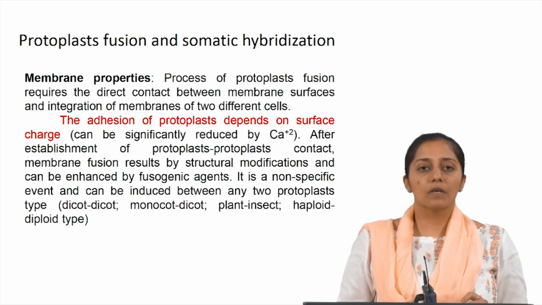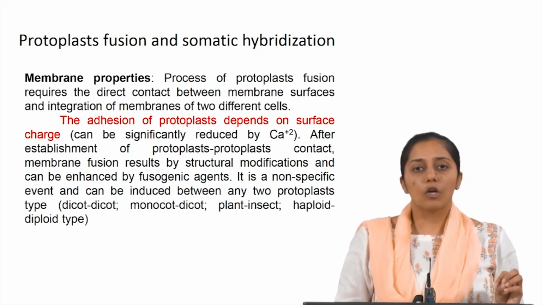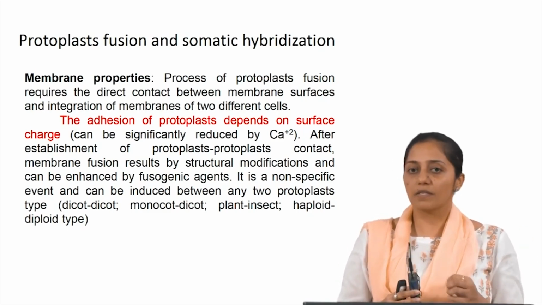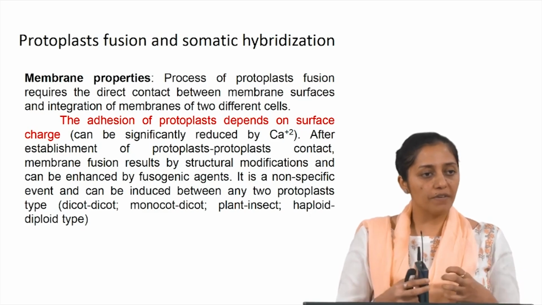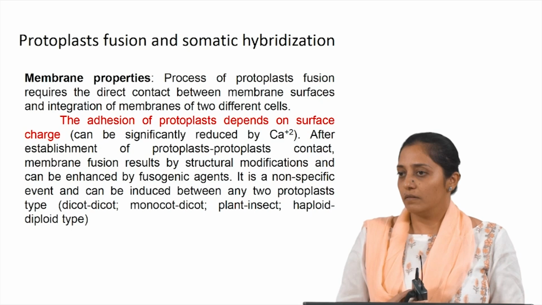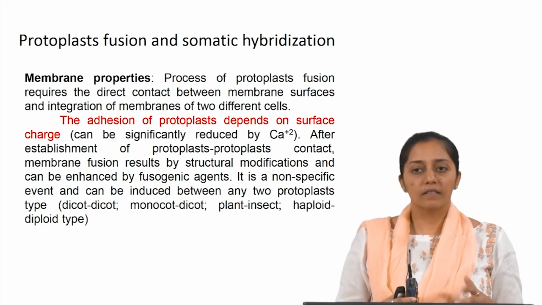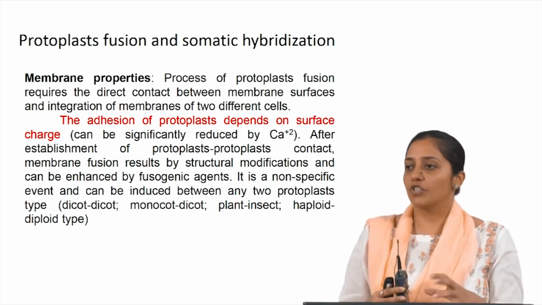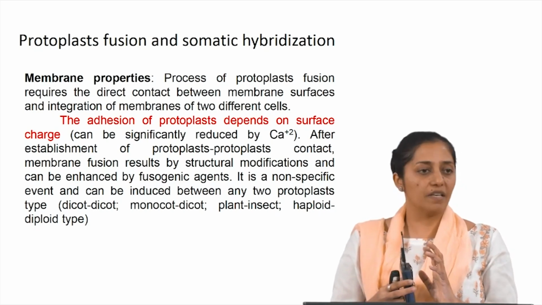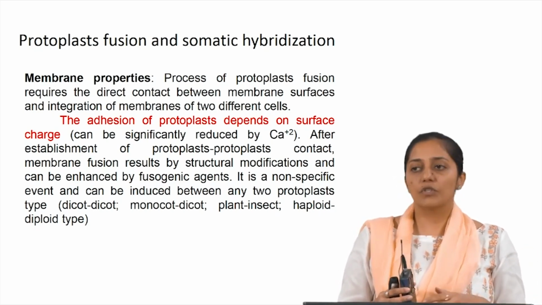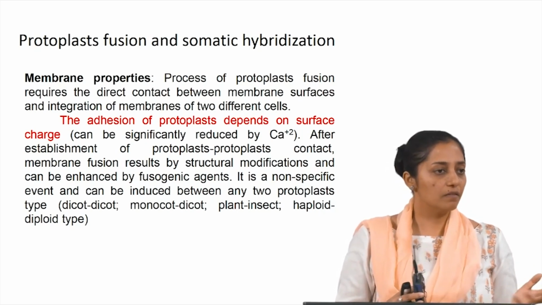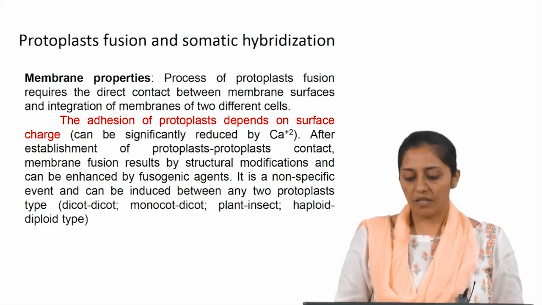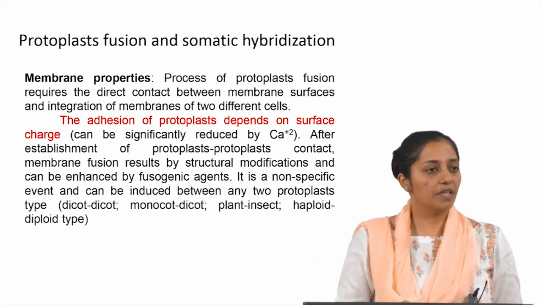So protoplast fusion, membrane properties, this is what we were discussing. Now the process of protoplast fusion requires direct contact of the protoplasts. This is facilitated by increasing divalent cations, which means calcium or sodium ions. We have already discussed this. This would change the surface properties of the cell membranes, and polyethylene glycol would change the fluidity of the membranes, reversibly changing the permeability of the membranes to take up extracellular material.